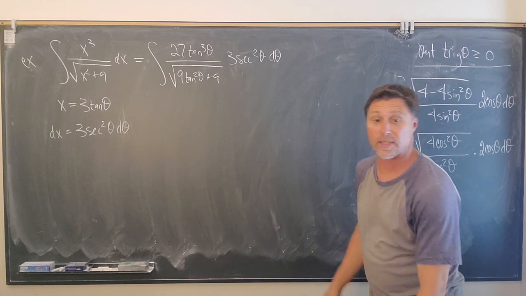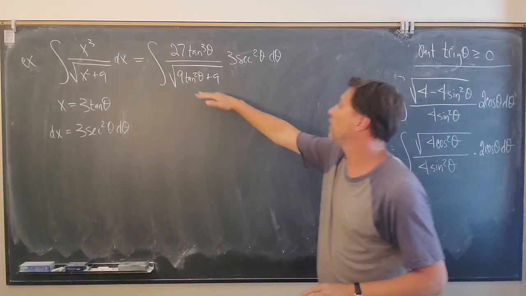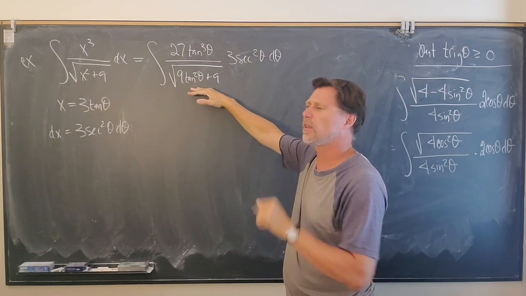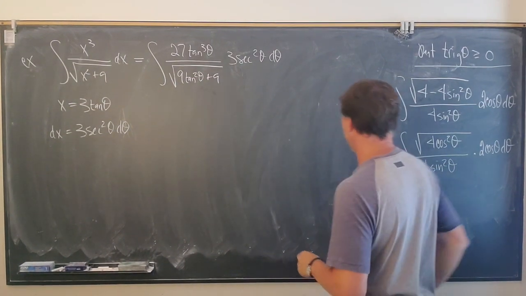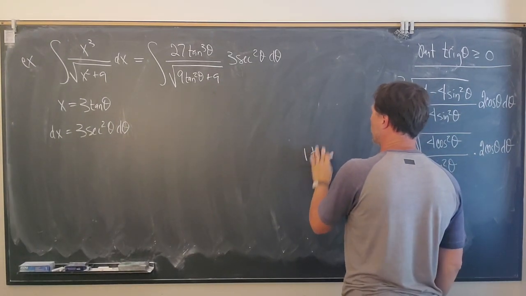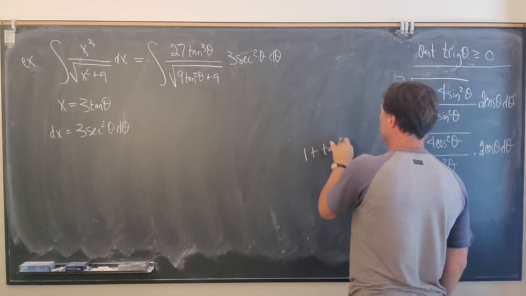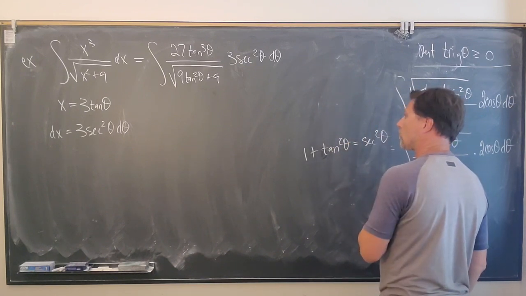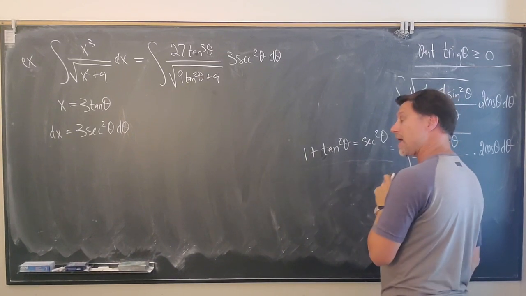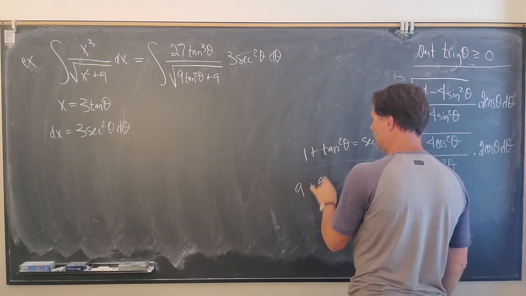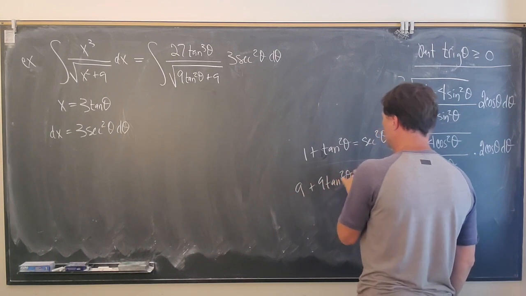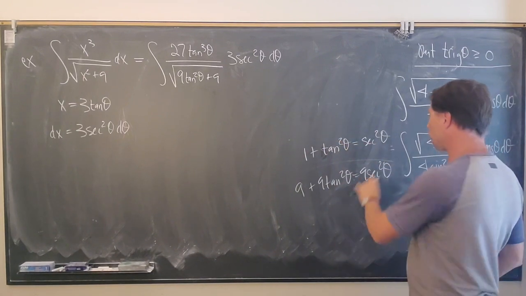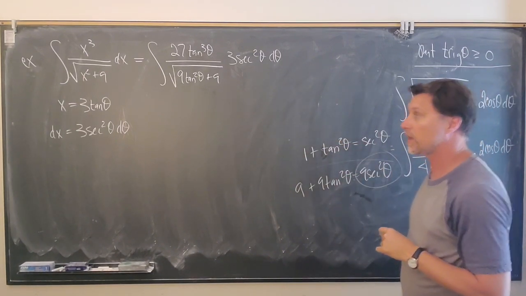All right, so remember, trig substitution is designed to deal with these square roots right here. So if we look at this piece right here and look at the identity portion, what we know is that 1 plus tangent squared theta is equal to secant squared theta. Now, if I multiply through this equation by a 9, what we get is a 9 plus 9 tangent squared theta equals 9 secant squared theta. And so under the square root, I can rewrite as 9 secant squared theta.